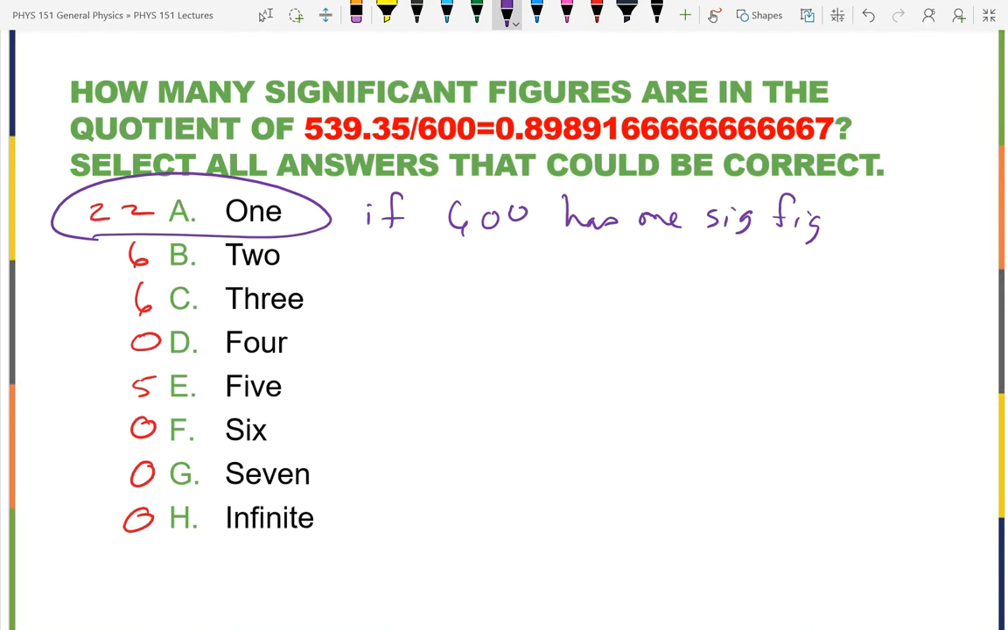Would 600 have 2 sig figs if you put it in scientific notation? If you put it in scientific notation, you always know the number of sig figs because every number in scientific notation is significant. But as it is, it would only have either 1 or 3 depending on the decimal. As it is, it would be 1, 2, 3, or infinite.